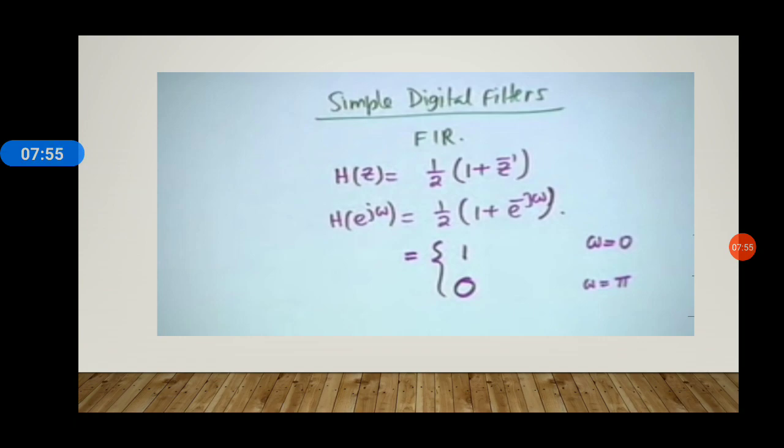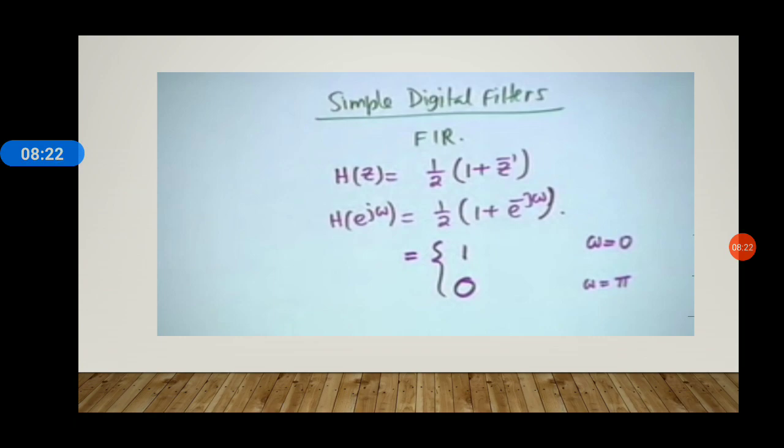That means it is a low pass filter. That is, it stays at 1 from 0 and when the frequency is pi, it becomes 0. That is, it is a simple digital low pass filter. But from now onwards, we do not need to change z into omega.